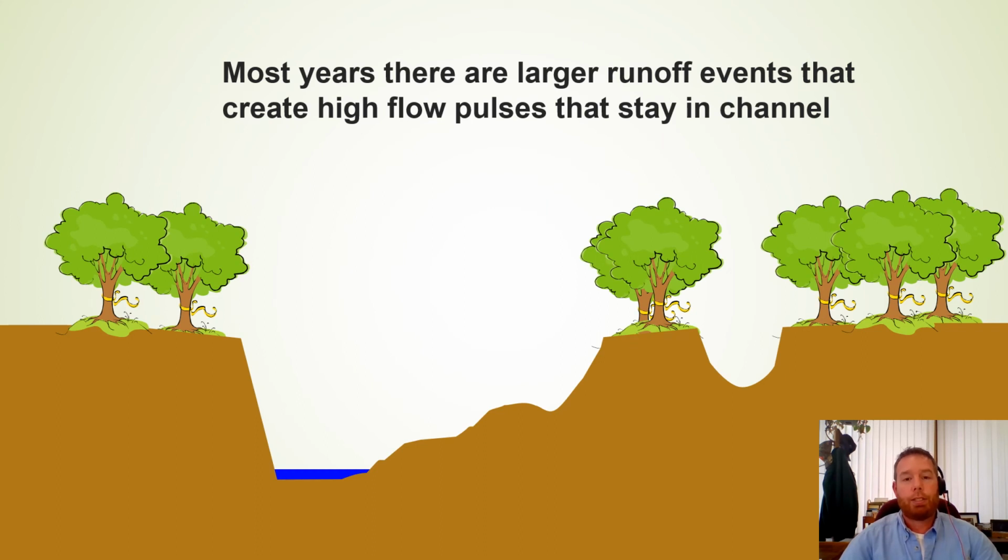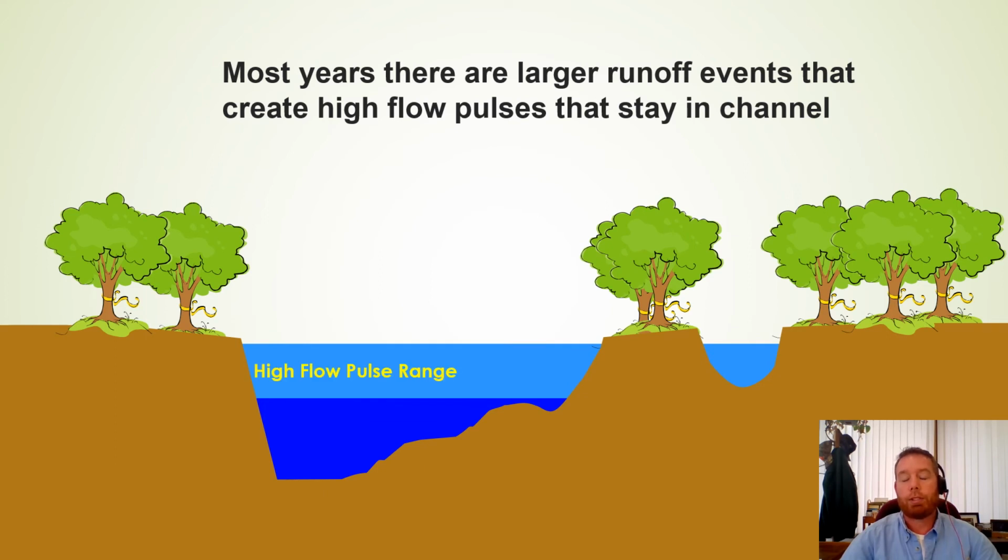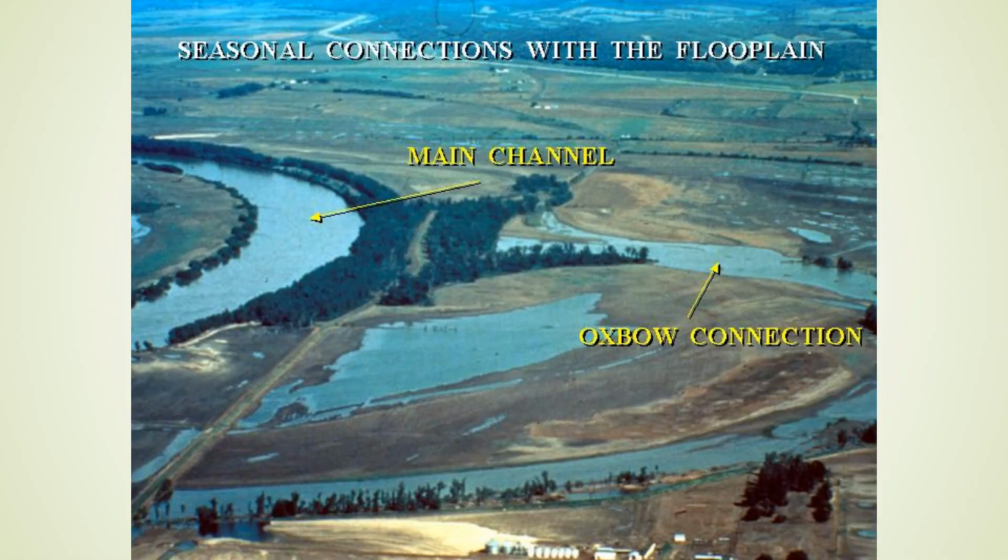So if we look at this in cross section, we may have a high flow pulse that reaches this elevation. But at other rainfall events, we may get a high flow pulse of something like this, which then allows those connections to occur on these cutoffs, oxbows, or whatnot. The big point is that these connections to the main channel occur at different water stages, and most of the time they're not noticeable until we get a wet season. So as you can see here, the water table is fairly high and connects the stream with these oxbows.